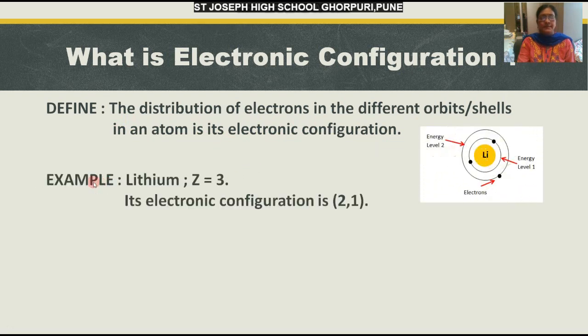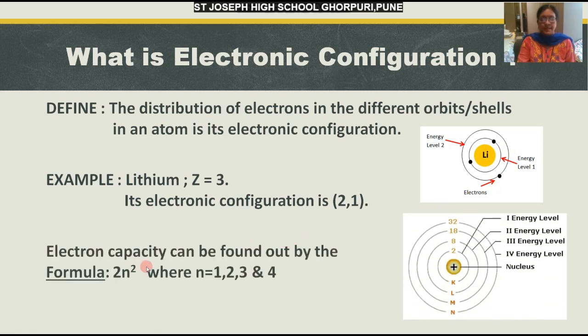For example, if you take lithium, lithium has atomic number, which is represented by Z equal to 3. Its electronic configuration is 2, 1. As you can see in the diagram here, for lithium, the nucleus is surrounded by two orbits. The first orbit contains 2 electrons and the second orbit contains 1 electron.